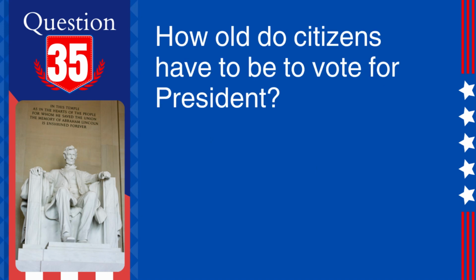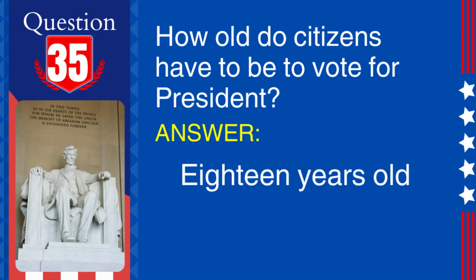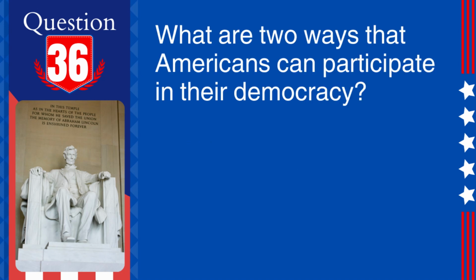35. Question. How old do citizens have to be to vote for president? Answer. 18 years old. Explanation. The 26th Amendment to the Constitution lowered the voting age to 18, ensuring all citizens aged 18 and older have the right to vote.